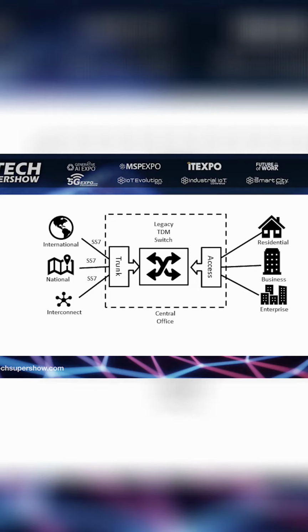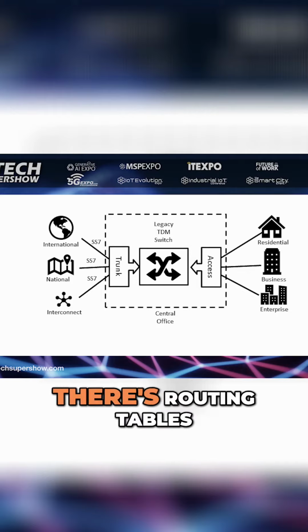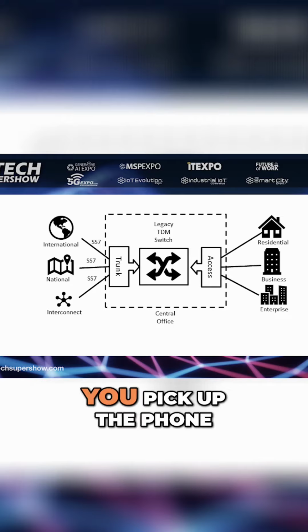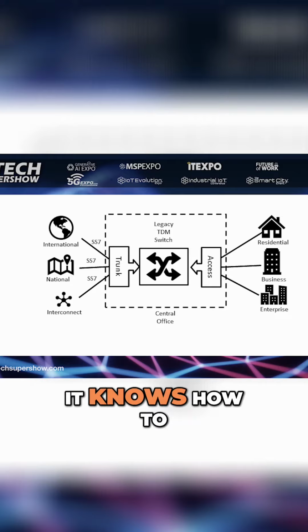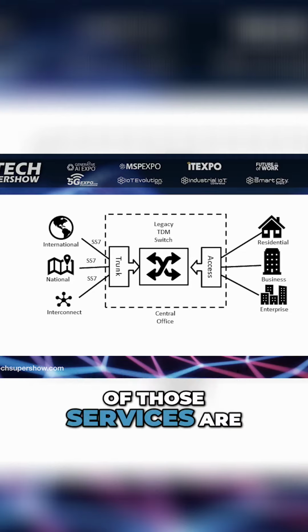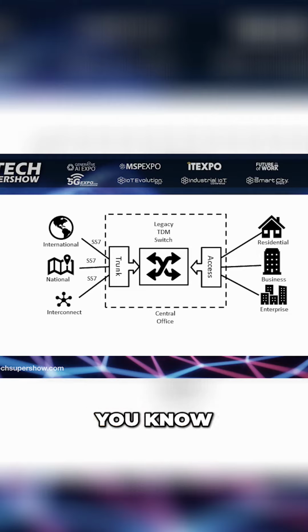And then the core of it is some kind of switching logic, right? There's routing tables and switching logic so that when you pick up the phone to dial, it knows how to direct your call, plus a lot of what we call class 5 services. And we can probably talk about what some of those services are as we go along here. But it's the dial tone and busy signals and things like voicemail and those kinds of features that would go with it.